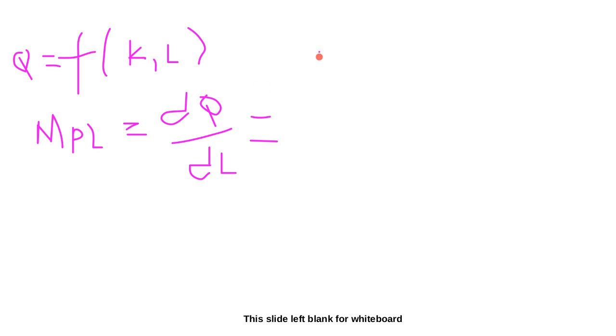In some books, you can find it given as change in F of K, L divided by change in labor. So this is what we mean: the change in output that is only brought about by the change in labor. When labor changes, it causes a change in output. We don't focus on what capital does to output. We only focus on what labor does to output.